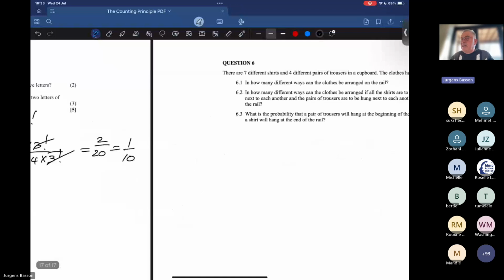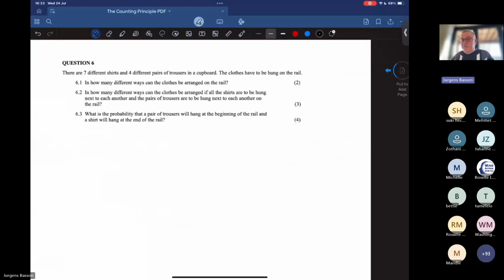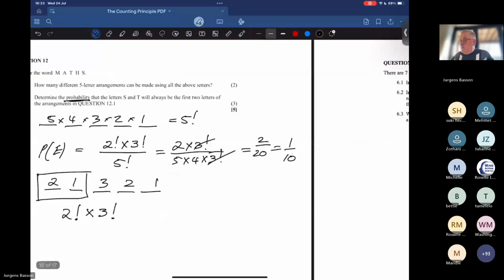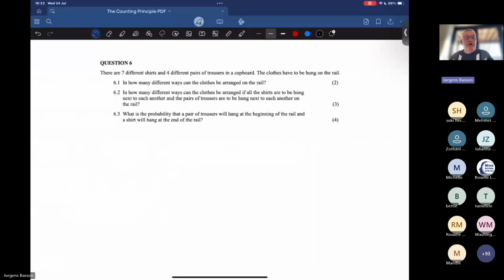So, let's look at the last question that I've got for you here. This last one I quite like, to be honest with you, because this question covers most of what counting principle is all about. It's about 7 different shirts and 4 different pairs of trousers you want to hang in a cupboard. The clothes have to be hung on the rail. How many different ways can the clothes be arranged?